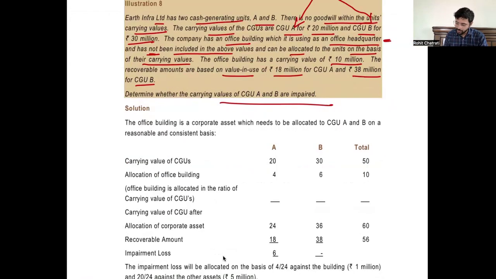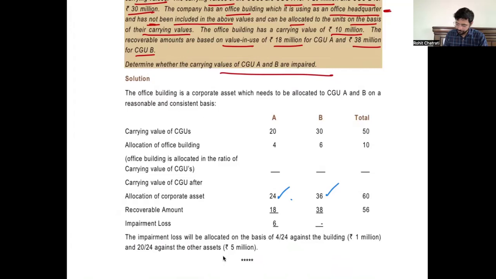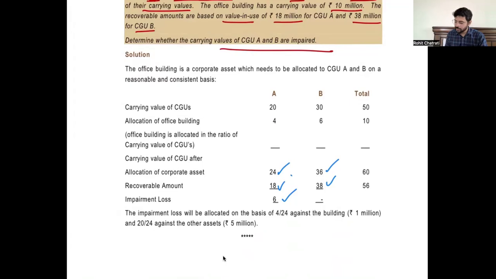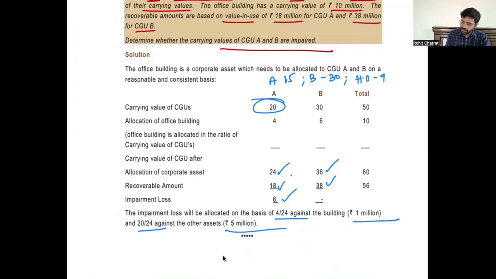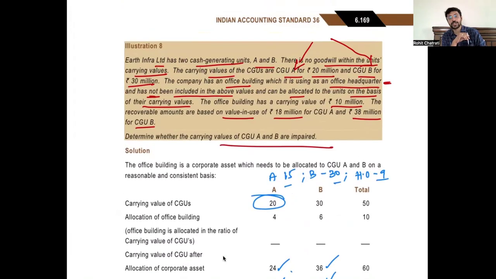All right, let's actually quickly see the institute solution. So it's done. Carrying value after allocation is 24, 36, and the recoverable amount is 18 and 38. So impairment loss is going to be equal to 6. The impairment loss will be allocated on the basis of 4 by 24 to the building, so 1 million, and 20 by 24 to the other assets, which will be equal to 5 million. And the revised carrying amount will be 15 against A, B will be 30, and head office will be 9 million. That is going to be the revised carrying amount. All right, with that, we are done with illustration number 8.